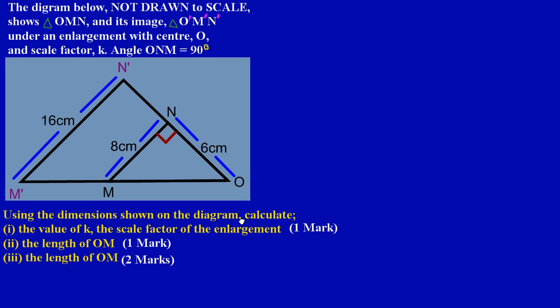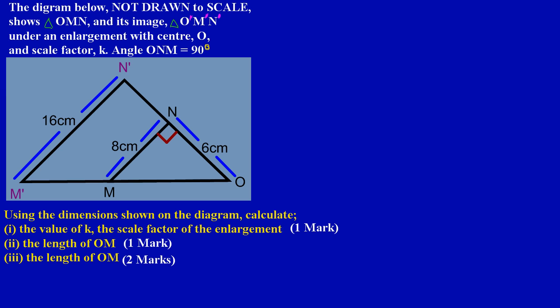Okay, here's the question. Now here they're asking us a couple of questions. Using the dimensions shown on the diagram, we should calculate the value of K, which is the scale factor of the enlargement, and that is 1 mark in the exam. Part 2, they're asking us to find the length of OM, another 1 mark, and part 3, the length of OM.